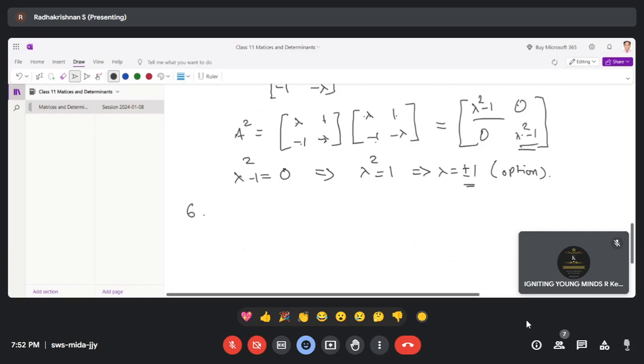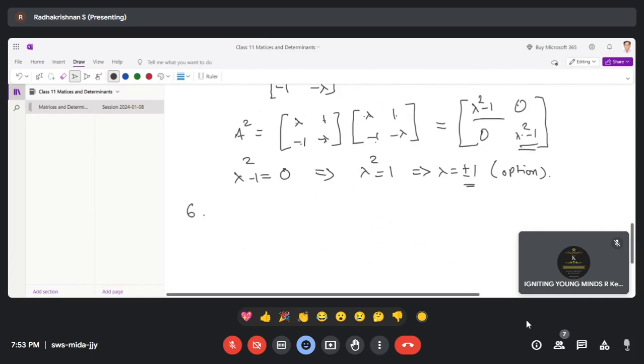Next problem. See, A equal to 1 minus 1, 2 minus 1, and B equal to a 1, b minus 1. Okay, so then, and A plus B whole square is equal to A square plus B square. Then the values of a and b are.